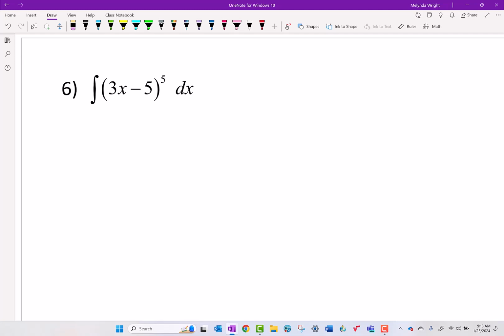So I don't have a radical, but I do have this going on. I have this part right here that's embedded. It's embedded in something.